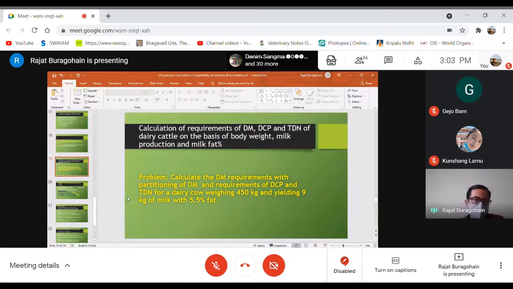But in practical also, these things are there. Calculation of this diameter or DCP and TDN on the basis of milk yield and milk fat percentage. Okay, you have to be very clear.